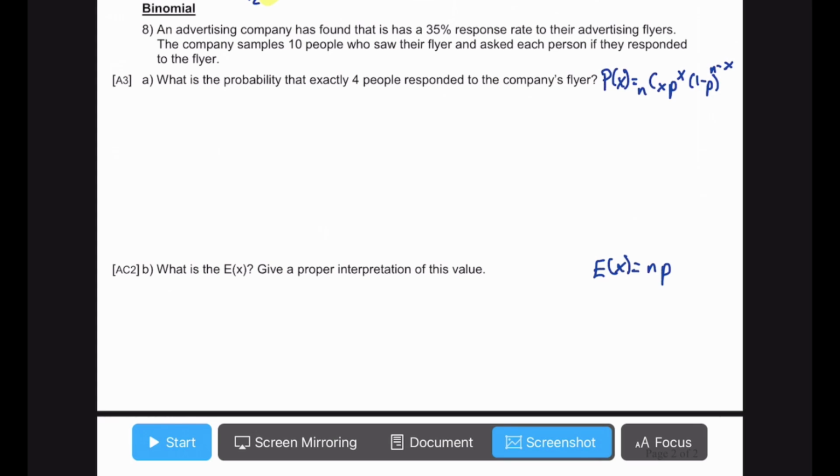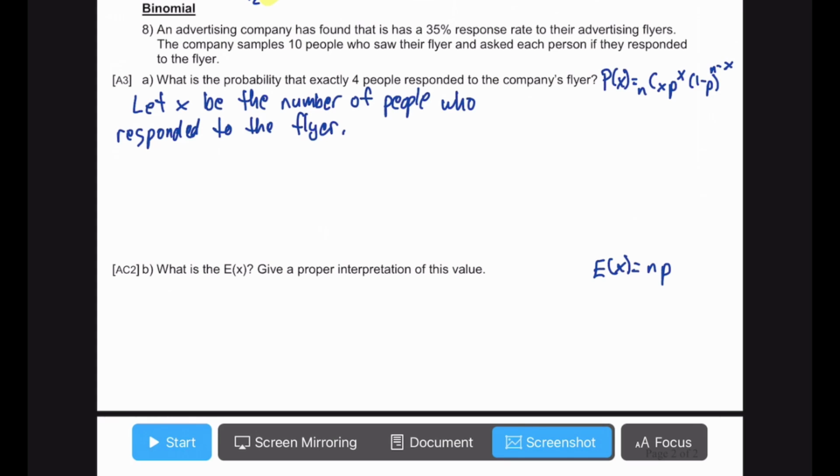An advertising company has found that it has a 35% response rate to their advertising flyers. The company samples 10 people who saw their flyer and asked each person if they responded to the flyer. What is the probability that exactly 4 people responded to the company's flyer? So let's decide what success looks like. We're going to say let X be the number of people who responded to the flyer or to the advertisement.